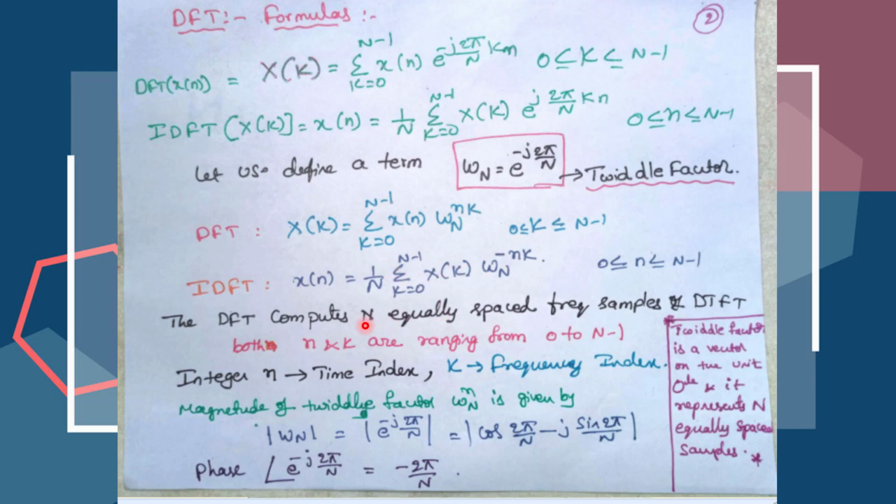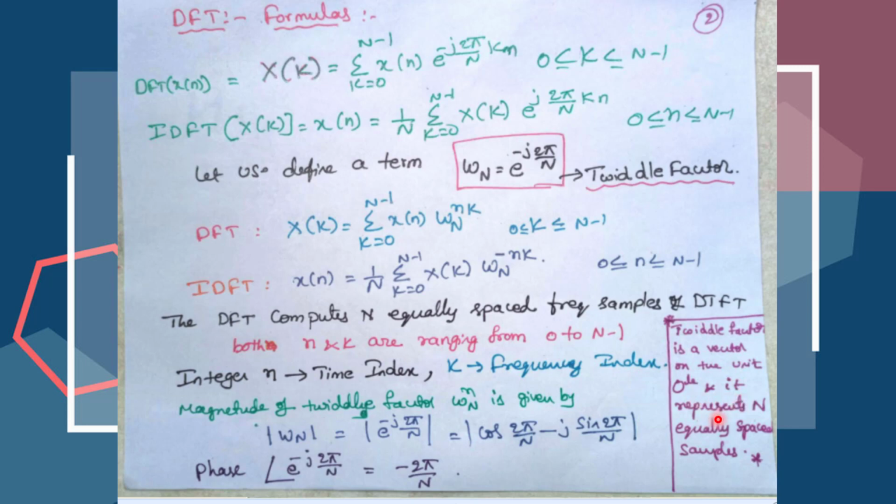Okay, so we can say DFT computes N equally spaced frequency samples of discrete time Fourier transform. Both n and k range from 0 to N minus 1. Here, what is small n? It is an integer. This indicates the time index. k indicates the frequency index.